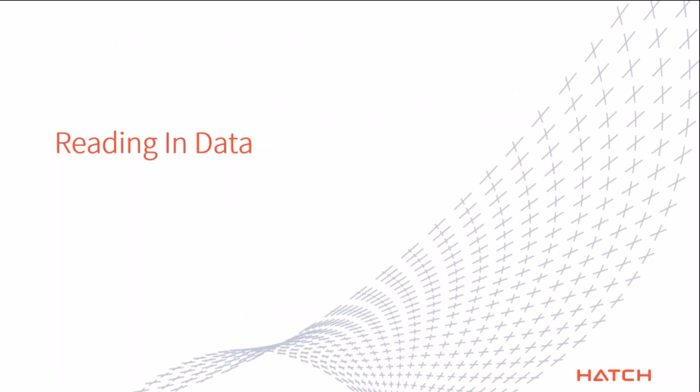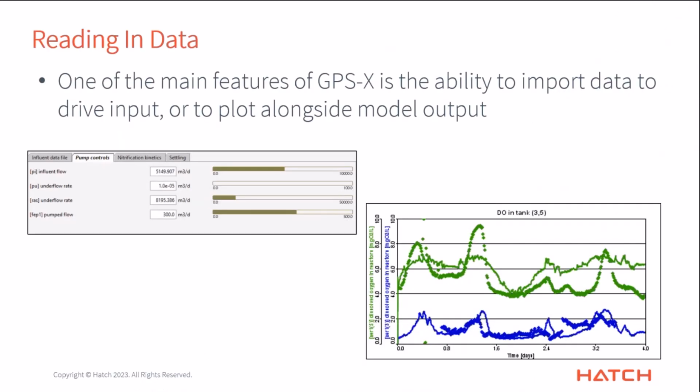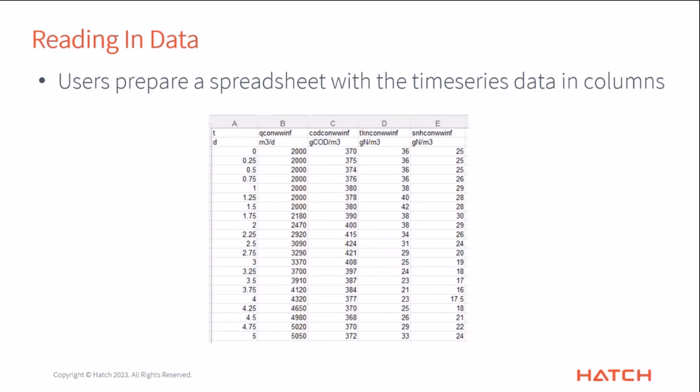Okay, so I'm going to move on to talking about reading in data that you can use to either drive your simulations or to plot alongside model output. It's actually one of the most useful features of GPSX. We want to be able to either do this here, where you've got a file input controller and the data is moving this thing up and down, and you're running a dynamic simulation where the flow changes over the day and over the week. And then also reading in some data and plotting the model alongside it to see how good your calibration is. So those things require us to make spreadsheets and get all that data in there.